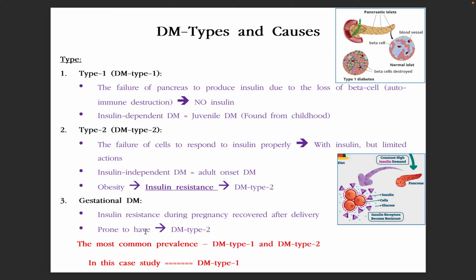It is reported that mothers who experience gestational DM are prone to have DM type 2 later in life. However, DM type 1 and type 2 are mostly highlighted, as gestational DM is reversible, while both types are chronically progressive if not well controlled. In this case study, you will learn about DM type 1 with a little touch on DM type 2 in certain circumstances.